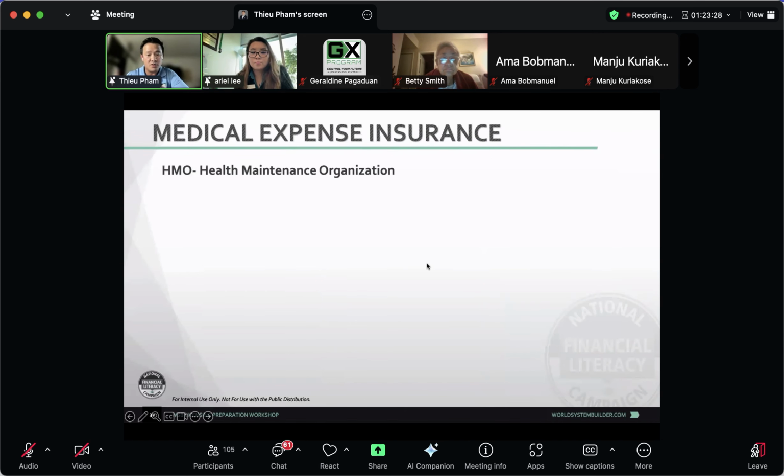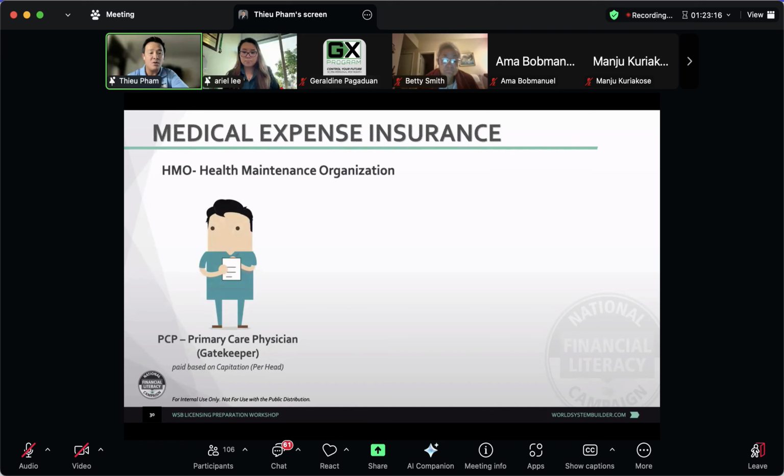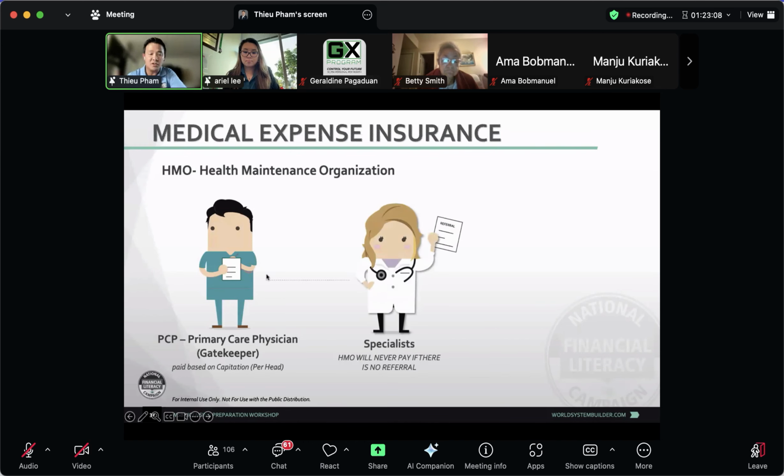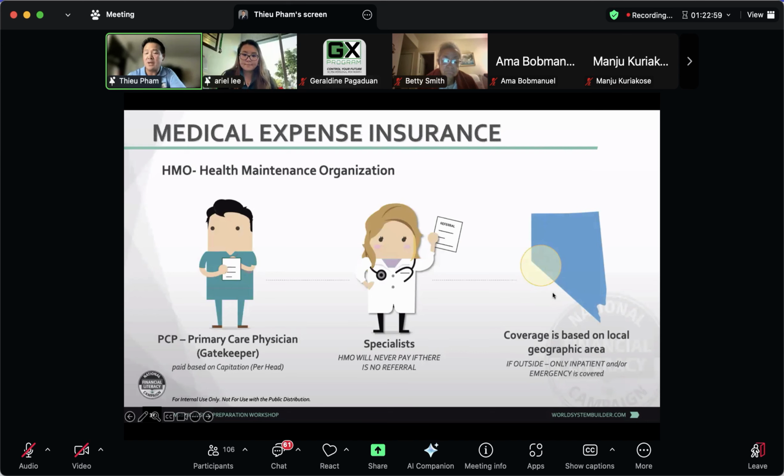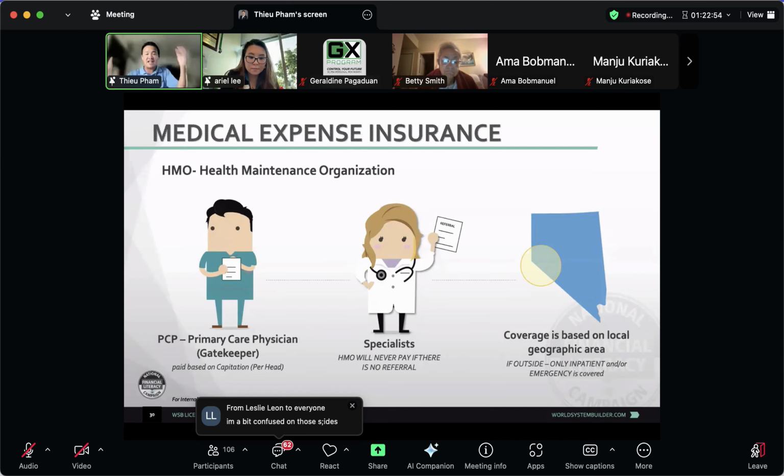HMO, Health Maintenance Organization. On the test, they'll ask about all the different types of plans, so you will have to know them. HMO is here. You have a primary care physician who is a gatekeeper, and the gatekeeper can refer you to specialists. HMO is like Kaiser: you stay within the Kaiser network. This is usually the cheapest option.